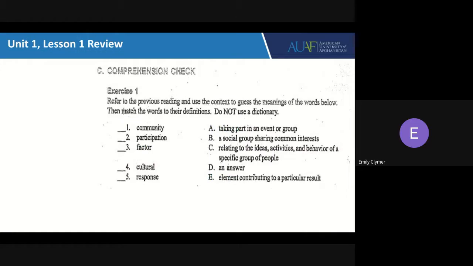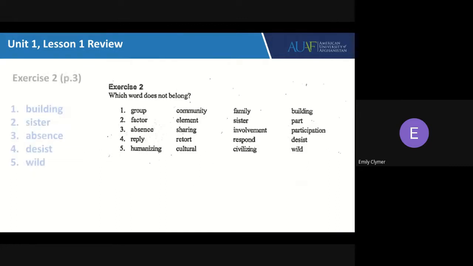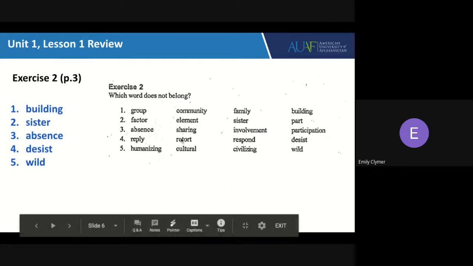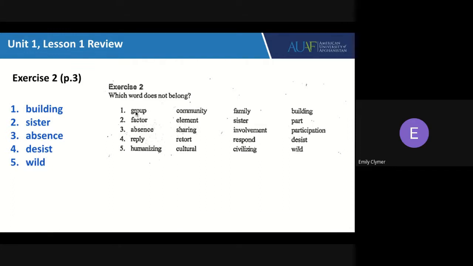So moving on, the comprehension check of matching of the definitions was great. I did want to jump to the second exercise. Many of you did an excellent job. I think there was one or two students that did have problems with how to solve this kind of exercise. Again, the purpose is to look at each line. So in this case, number 1, the first line is group, community, family, and building. And in this case, to understand which word does not belong, first, it's logical to look for the synonyms. So as we can see here, group, community, and family are synonyms, which means building is the odd one out.